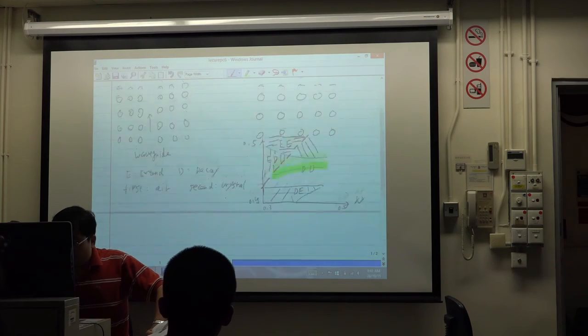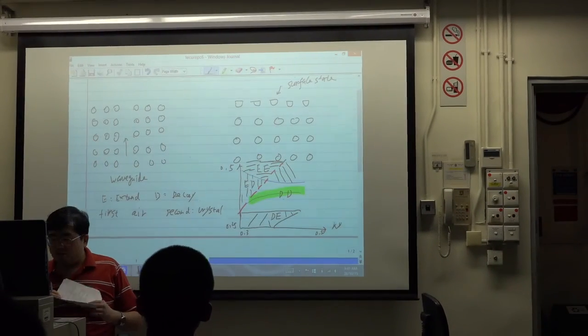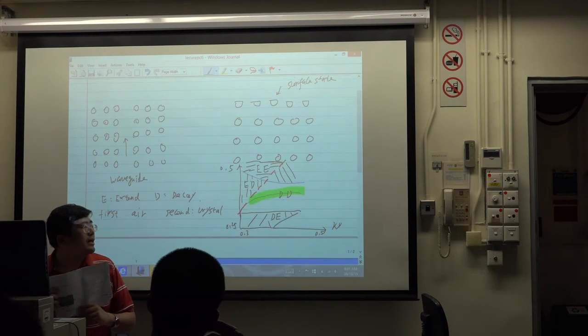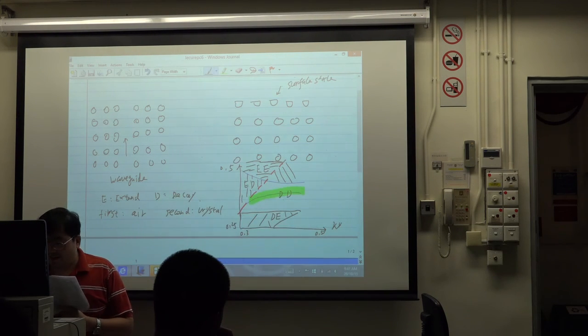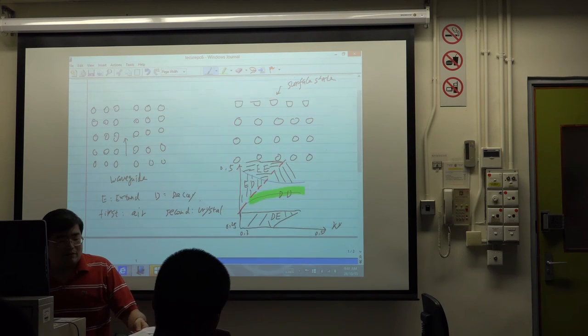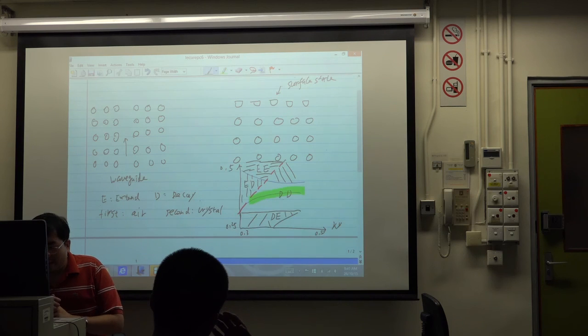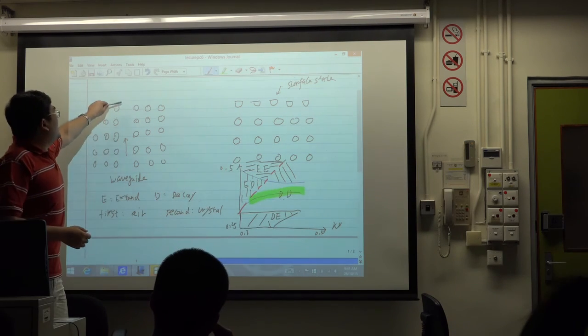Let me review what I've been talking about in the last lecture. Last lecture we talked about how to introduce the line defect and the surface state for 2D photonic crystals. For the line defect, it's very simple. You just remove one column, something like this.